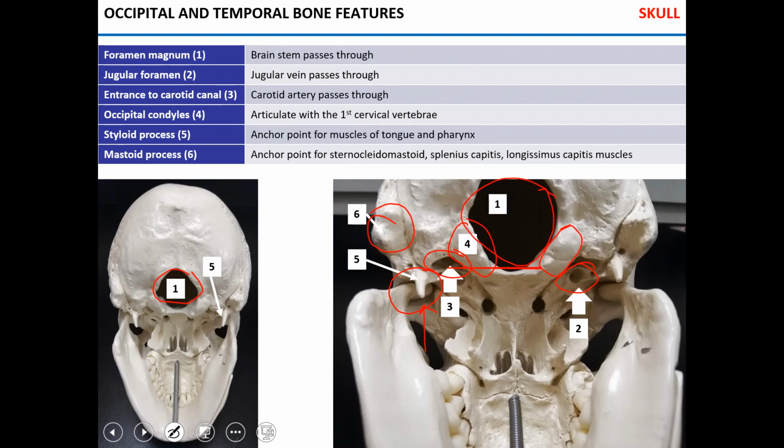Mastoid and styloid processes are sites of attachment for the muscles. Mastoid process is the site of attachment for sternocleidomastoid muscle, longissimus capitis and splenius capitis, muscles that move your neck, while styloid process is the site of attachment for deep muscles of the neck that move the food, which is in your pharynx, and move your tongue.